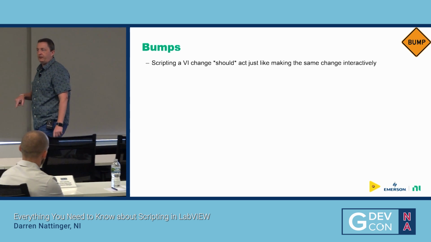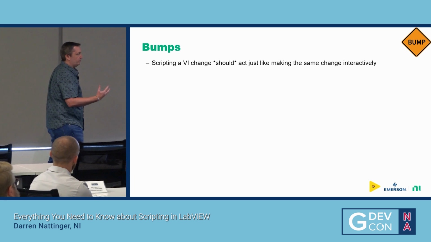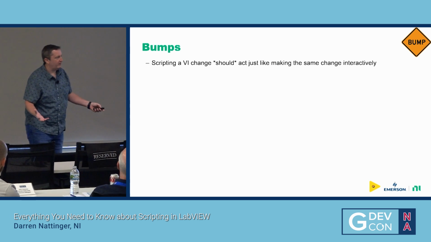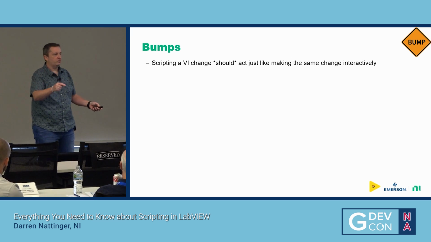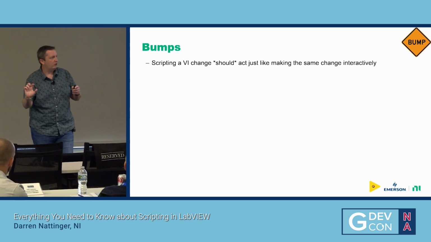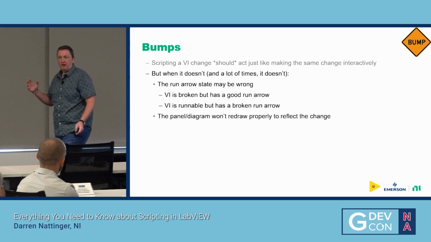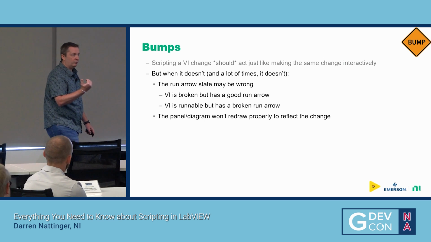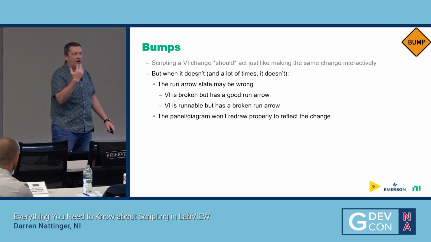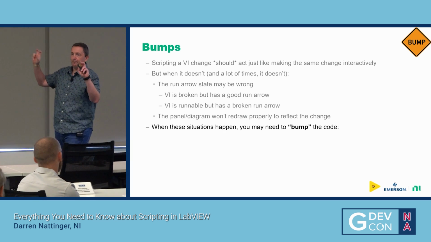All right, so another thing in scripting is doing bumps. Whenever you make a change to a VI in scripting, it should act just like making the change in the editor. So you right-click on something and change a property versus call the scripting code that changes that property should behave the same. Doesn't always behave the same. A lot of times when it doesn't behave the same, you might have a broken VI that looks runnable or a runnable VI that looks broken. You might have redraw issues. In those situations, you might need to do what I call bumping the code.